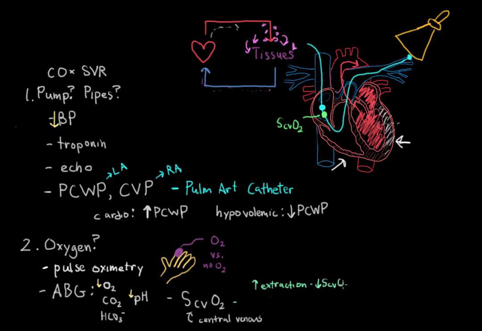And in the same token, if there is less oxygen extraction, so for example, if the tissues are flooded with fluid and there's a lot of edema, oxygen cannot get to the tissues. And so maybe more oxygen is carried back to the heart. And so that leads to an increased central venous oxygen saturation. So first look at the pump and the pipes. Second, is the body getting oxygen?